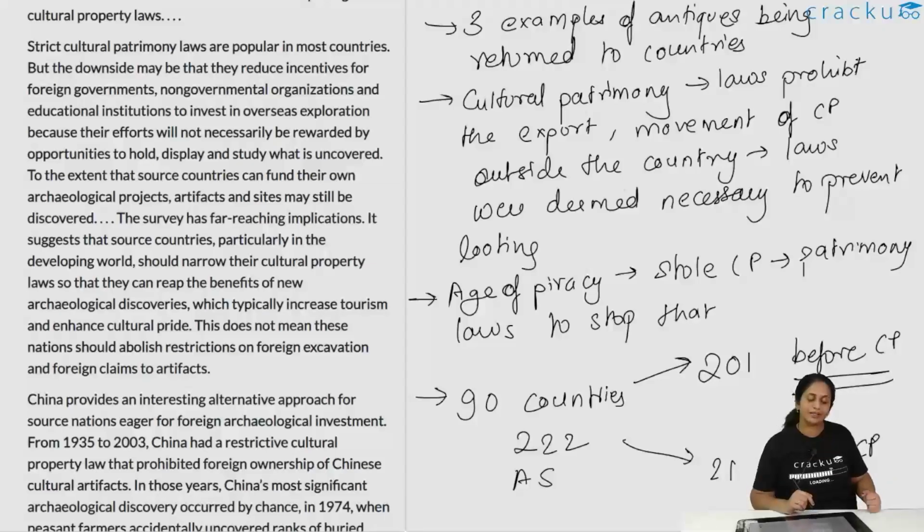To the extent that source countries can fund their own archaeological projects, artifacts and sites may still be discovered. The survey has far-reaching implications. It suggests that source countries, particularly in the developing world, should narrow their cultural property laws so that they can reap the benefits of new archaeological discoveries, which typically increase tourism and enhance cultural pride. This does not mean these nations should abolish restrictions on foreign excavation and foreign claims to artifacts.